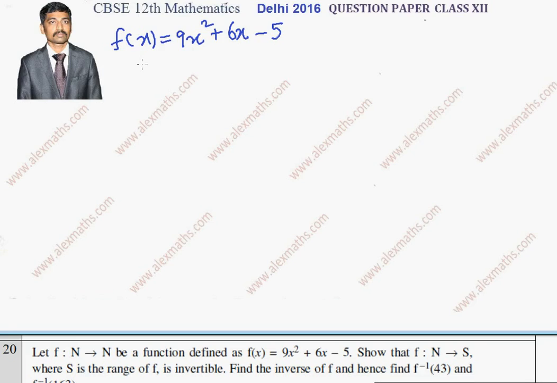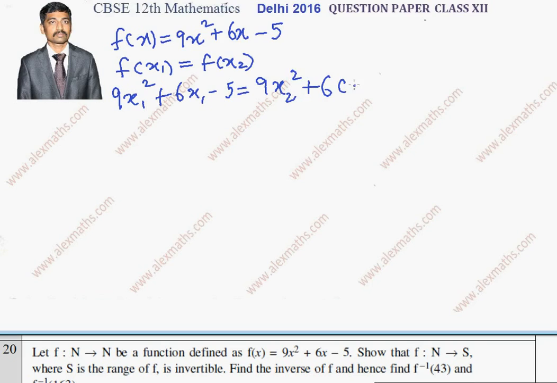For finding the inverse, first let us prove it is 1 to 1. So if I take f of x1 equal to f of x2, this is going to be 9x1 square plus 6x1 minus 5 equal to 9x2 square plus 6x2 minus 5. So we can cancel this.